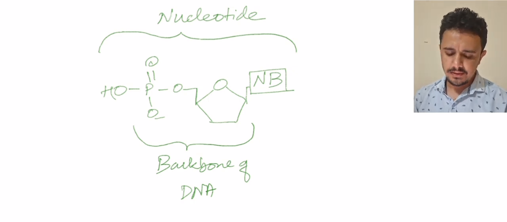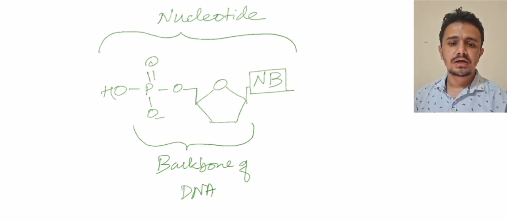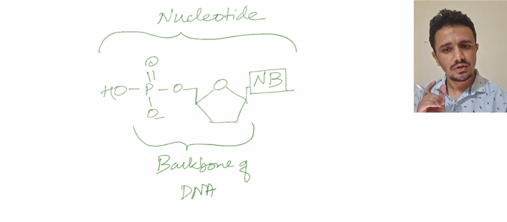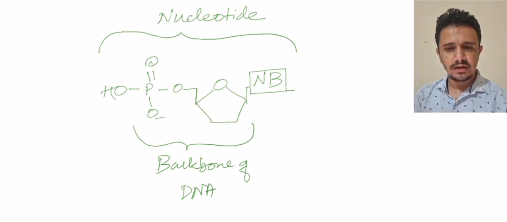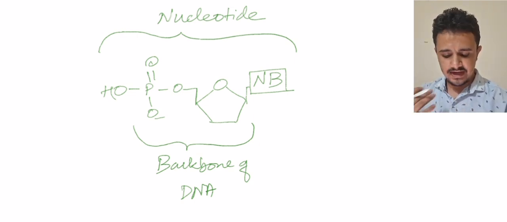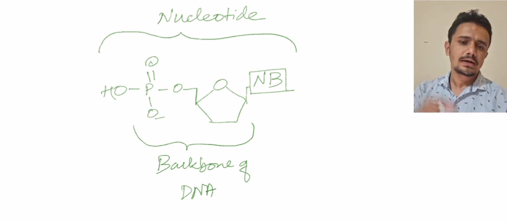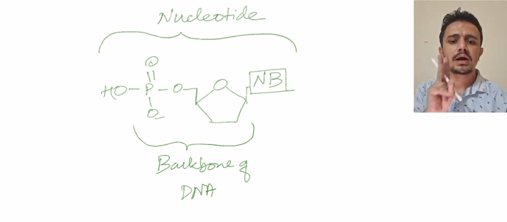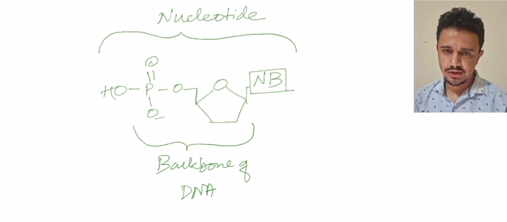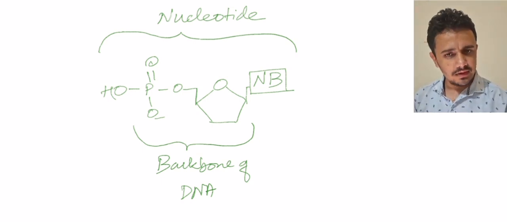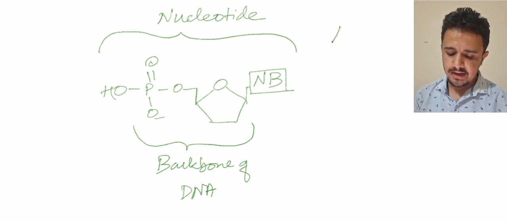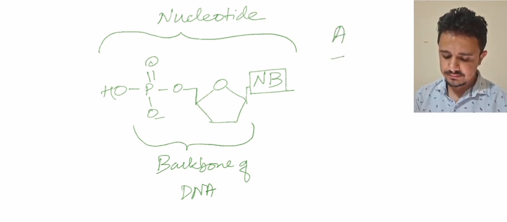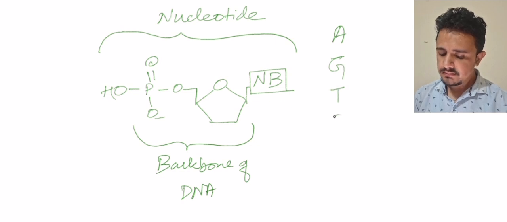So what is a nucleotide? A nucleotide is the structural unit of DNA. Okay, similar nucleotides will be repeating again and again and again to form a chain of DNA, and one more chain will come to make the double helical structure of DNA. Okay, so we learned that there are four nitrogenous bases, right? Adenine, we saw guanine, thymine, and cytosine.